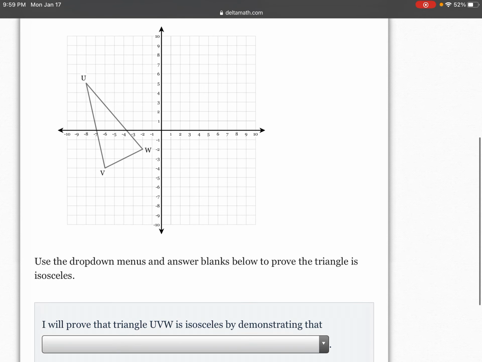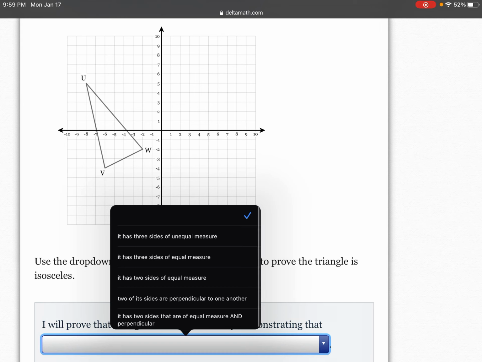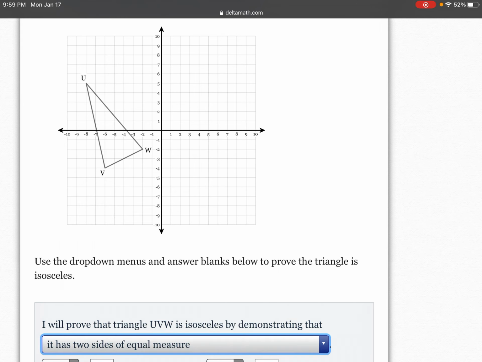Okay, so now it says, use the drop-down menus and answer blanks below to prove the triangle is isosceles. Ooh, isosceles, that's the one we did in class, right? It means that 2 sides are equal. So let's see. I will prove that triangle UVW is isosceles by demonstrating that it has 2 sides of equal measure.